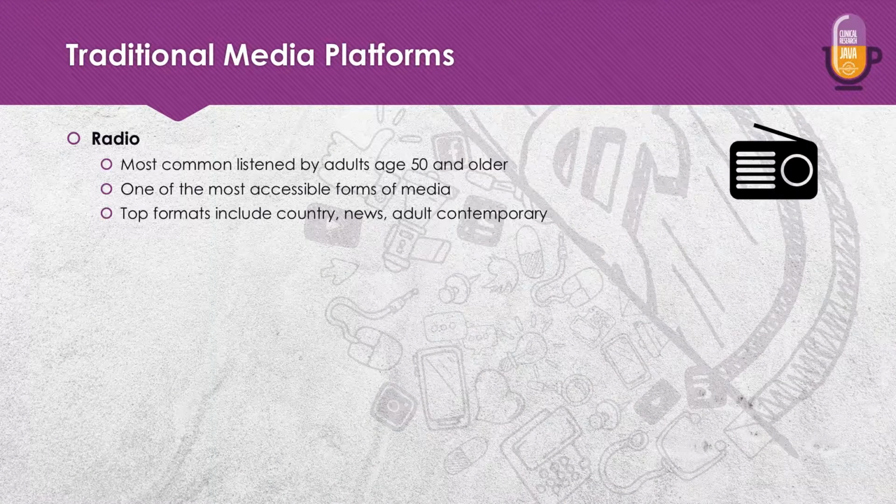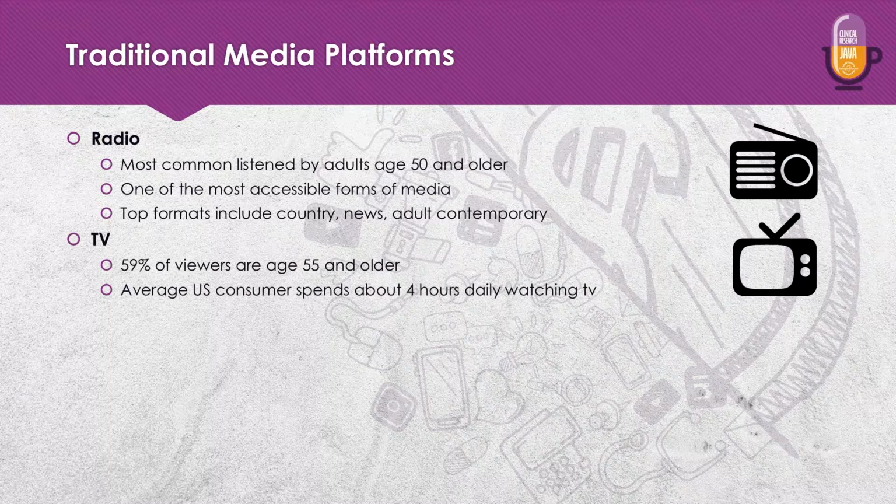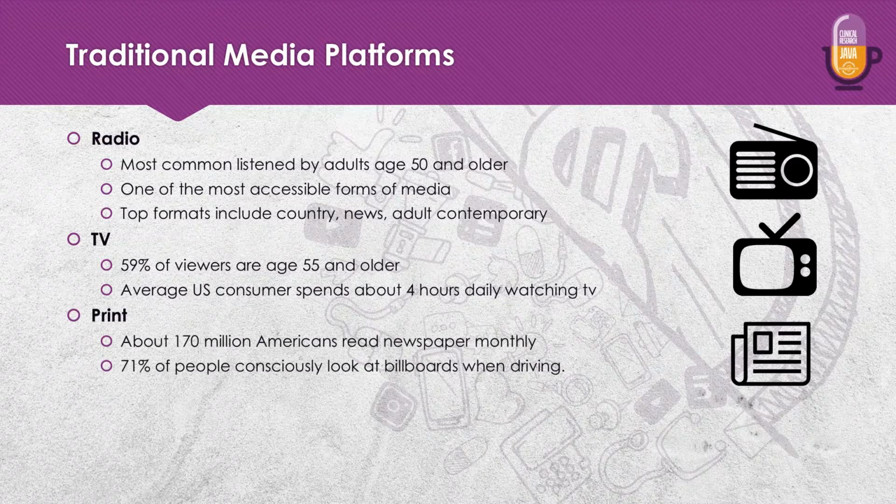Traditional media platforms such as radio are most commonly listened to by adults age 50 and older. It's still one of the most accessible forms of media, and the top formats include country, news, and adult contemporary. TV, 59% of viewers of TV are age 55 and older, and the average US consumer spends about 4 hours daily watching TV. For print advertisements such as newspapers and billboards, about 170 million Americans still read the newspaper monthly, and 71% of people consciously look at billboards while driving.